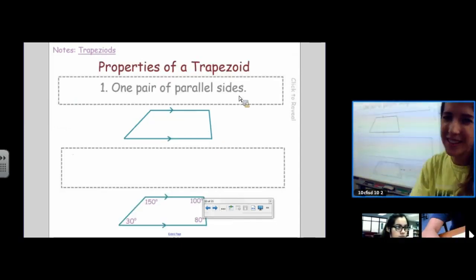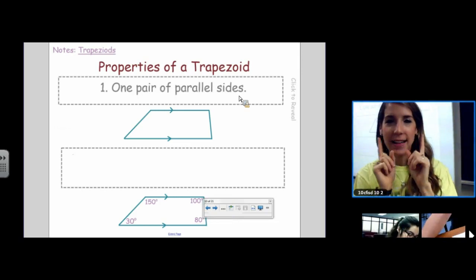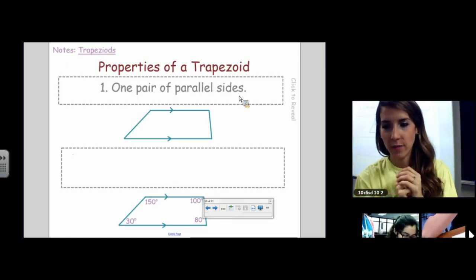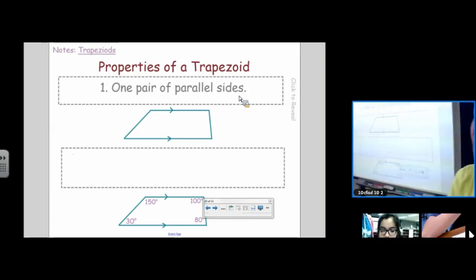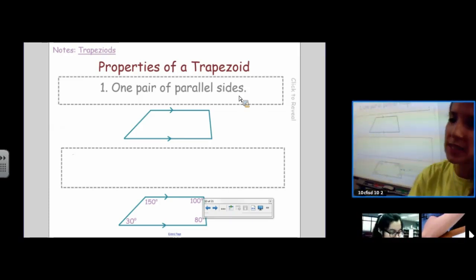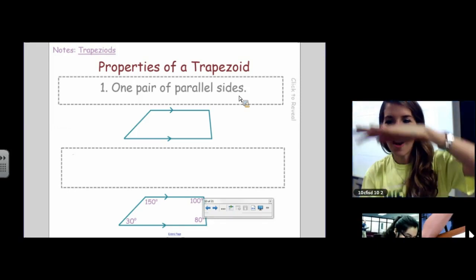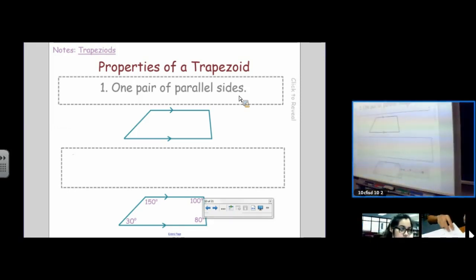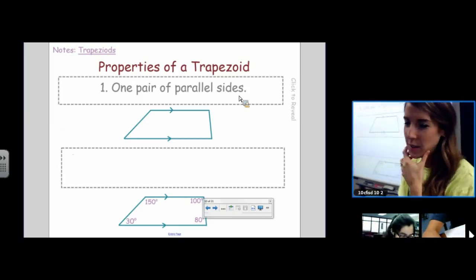Property number 1 is always the definition. A trapezoid has 1 pair of parallel sides. 1 pair. Do you know why we didn't have to say opposite? 1 pair of opposite parallel sides? Because how could 2 sides that intersect be parallel? They couldn't. You don't really need that word opposite, do you? It's superfluous. That's one of my favorite words, superfluous.